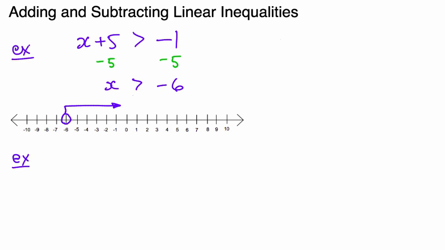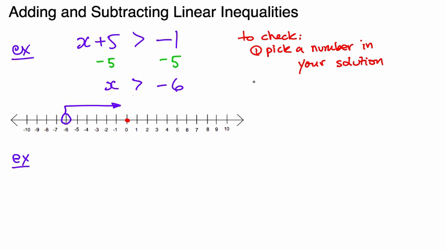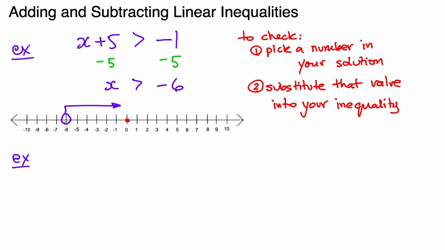Actually, before I move on, how would you go about checking this one? Well, one of the easiest things to do is pick a value that is in your solution. So we believe numbers bigger than negative 6 are in our solution. For instance, 0 might be in our solution. And to check, just pick a number that's in your solution and substitute that into your inequality to see if you have a true statement. If the statement's true, then your answer is very likely true.